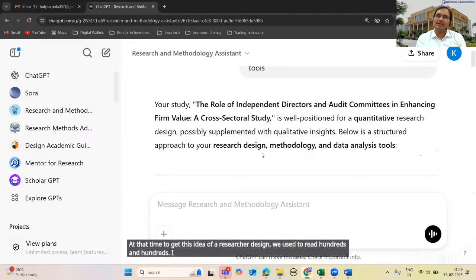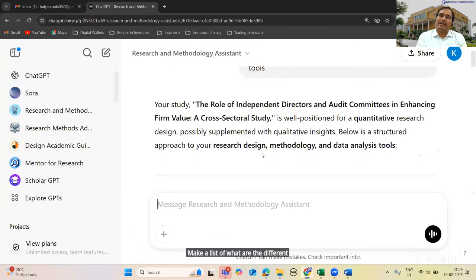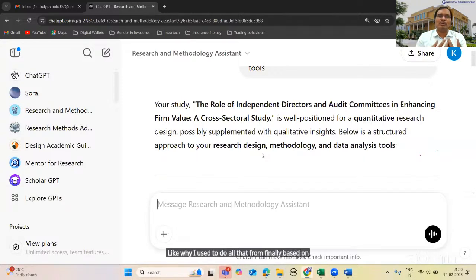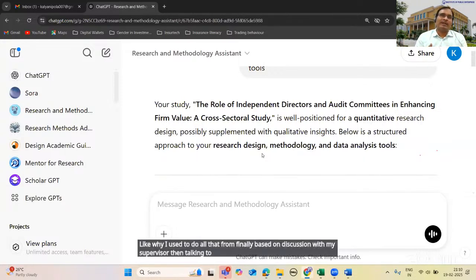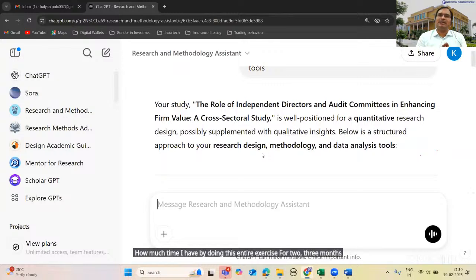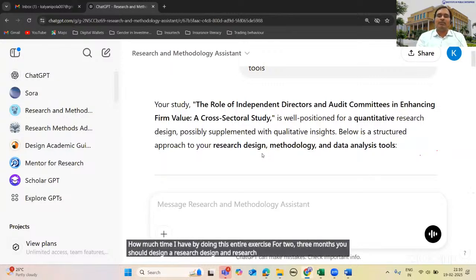and go through each and every article's research methodology section, take that research methodology, and make a list of what are the different methods, which Dr. Kalyani explained to you in yesterday's lecture, doing a literature review, so and so forth. Likewise, I used to do all that, finally, based on discussion with my supervisor, then talking to people, where I can get the data, what resources I have, how much money I have to spend, how much time I have. By doing this entire exercise for 2-3 months, you used to design a research design and research methods. But now, you are getting it in a matter of minutes.